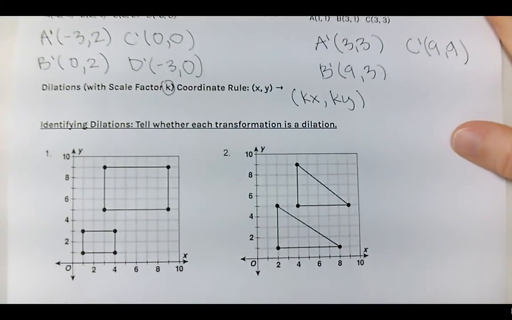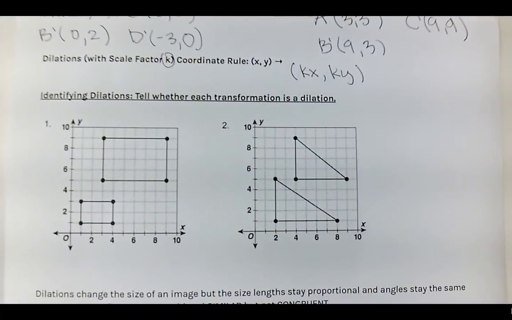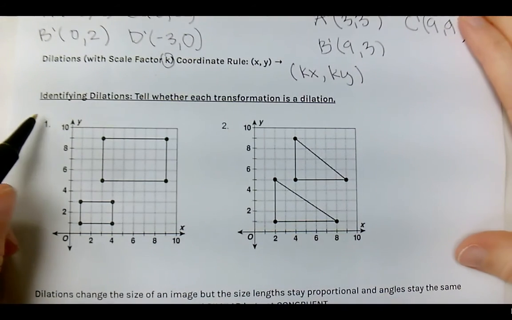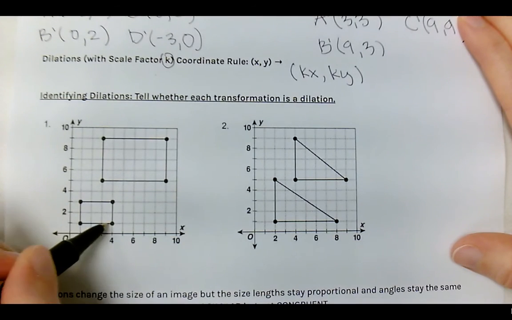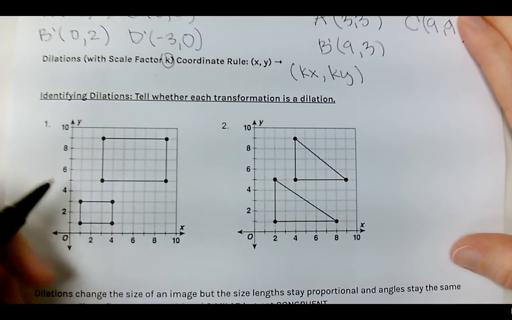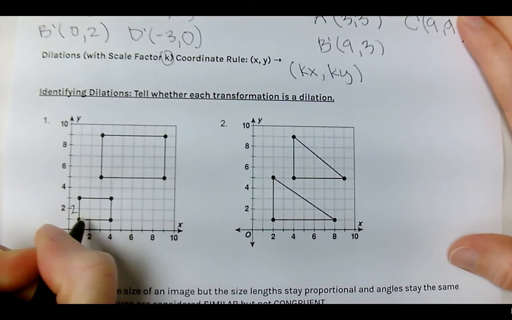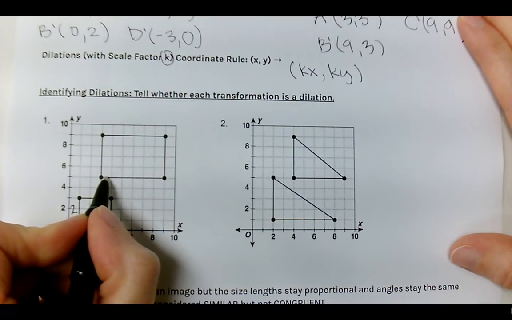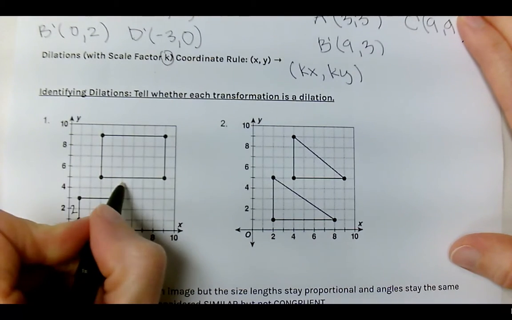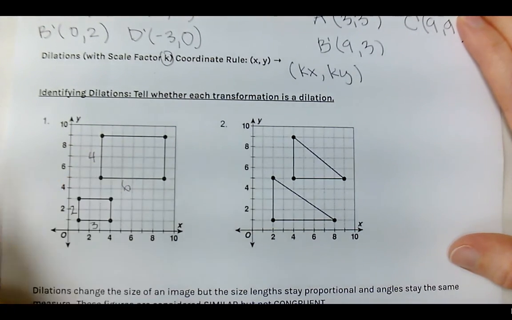All right, and now for this next part, we are just going to look and see whether each transformation is a dilation. So we've talked about how a dilation is proportional. So let's look at our first one. So if we have our smaller rectangle, we're going to say that's our original. This side length is 2, and this side length is 3. And our larger one, 1, 2, 3, 4, 5, 6, this is 6, and this is 4.